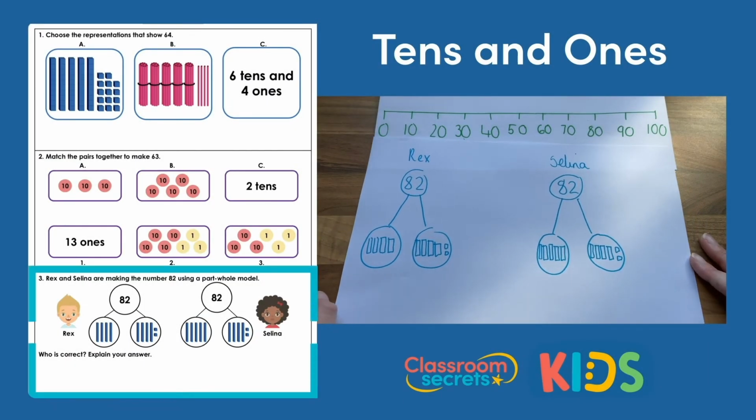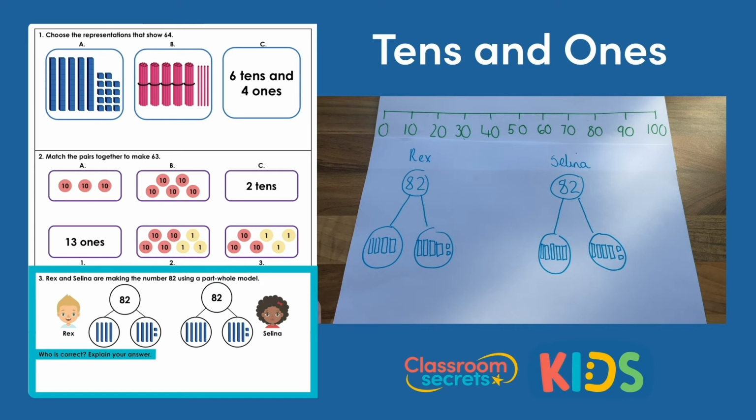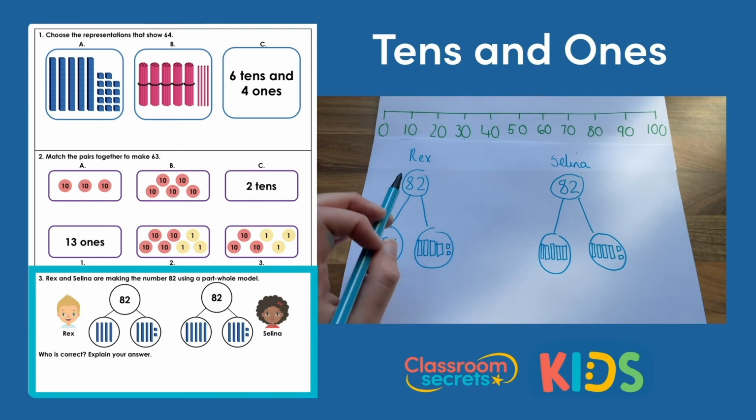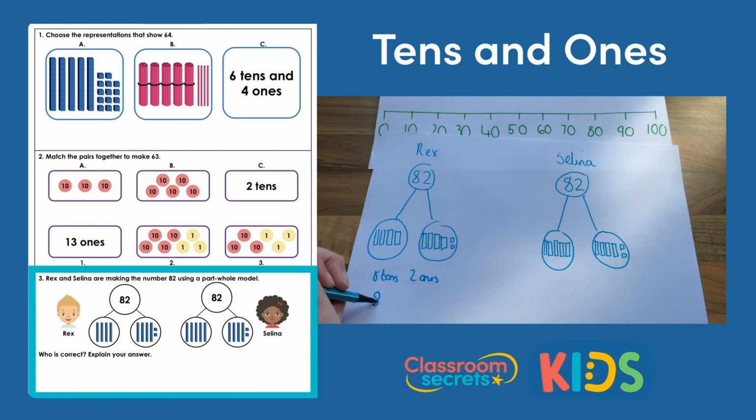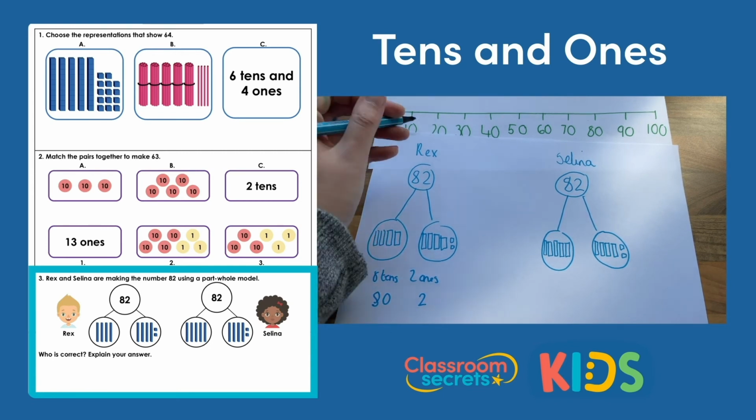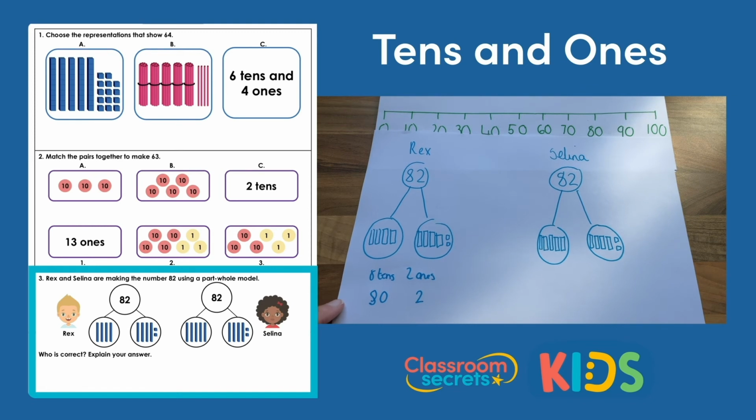Our final question then. Rex and Selena are making the number 82 using a part-whole model. Who is correct? Explain your answer. So let's start with Rex. Let's count up his base 10. He's got 1, 2, 3, 4 tens. 1, 2, 3 and 4 tens. So that's 8 tens altogether. 1, 2, 3, 4, 5, 6, 7, 8 and 2. 80 and 2, which makes 82. So he's got 8 tens altogether and 2 ones, which is the same as 80 and 2, which makes 82. So he's correct.